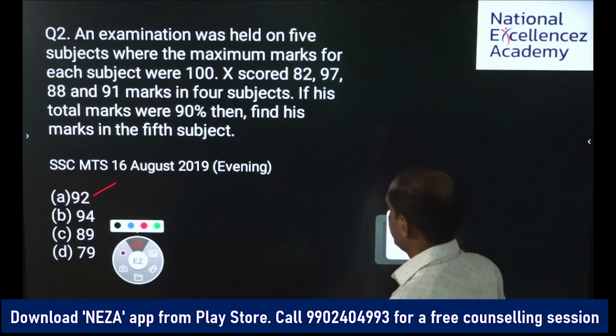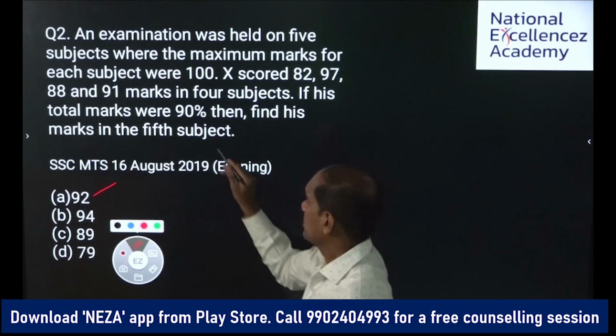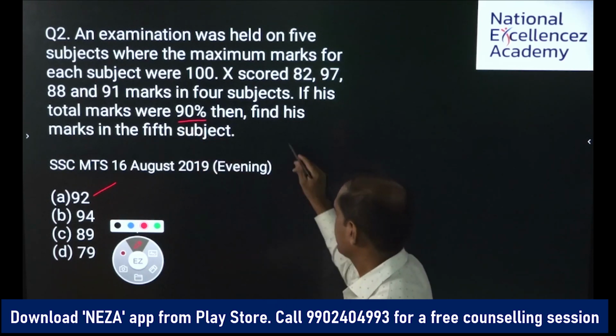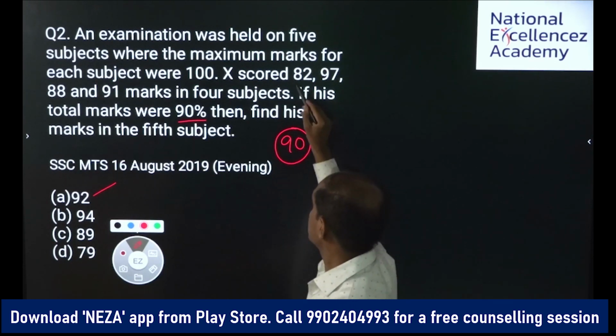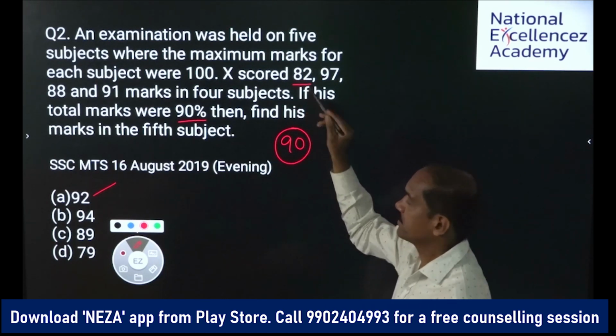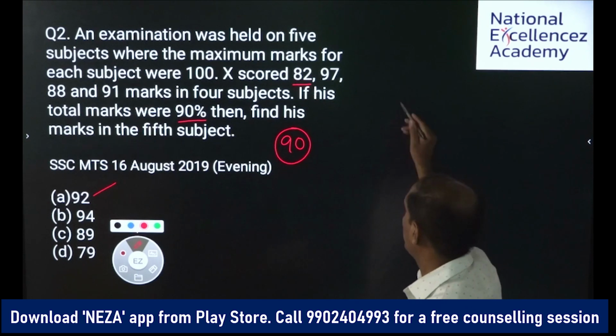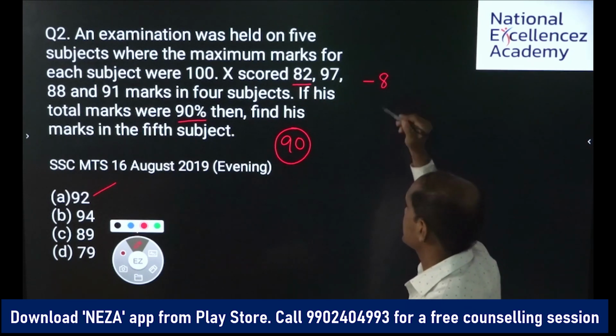One more method. Overall it must be 90. Okay. First, in the first subject he has scored 82, meaning 8 less he has scored.